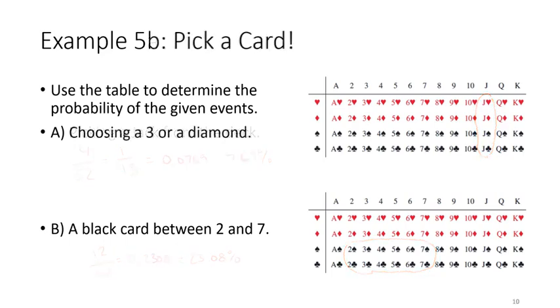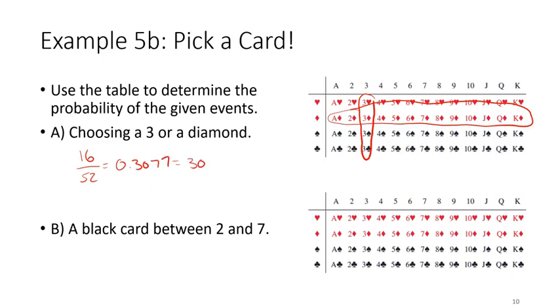If we want to find the probability of choosing a 3 or a diamond, here are all of our 3s, and then all of the diamonds. And if we just count all of those, there's 13 diamonds and then 1, 2, 3 other 3s. That gives us a total of 16 out of the 52 cards in the deck, which is 0.3077 or 30.77% chance of choosing a 3 or a diamond. And we did this one on the last slide.